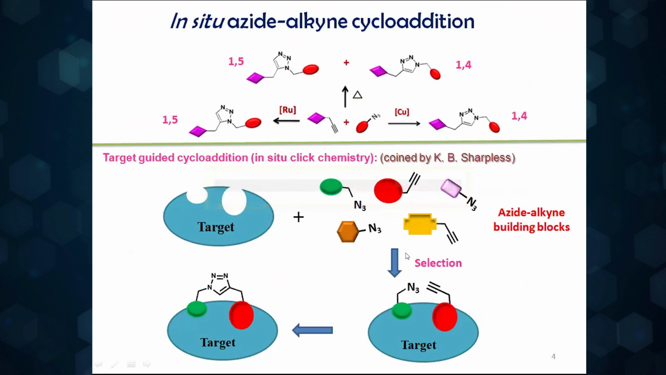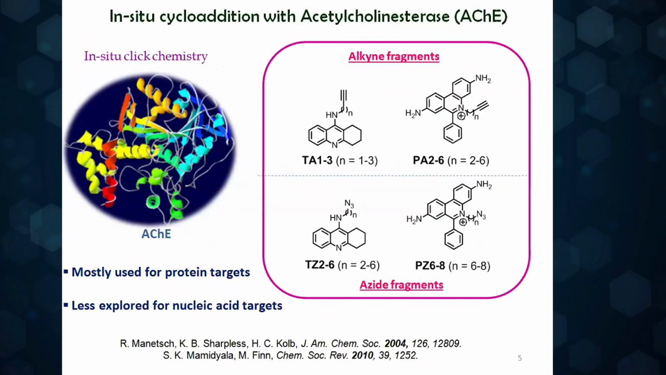So if we see, the cycloaddition between an alkyne and azide can provide both 1,4 and 1,5 triazole regioisomers. And under thermal conditions, metal-based catalysts have been developed to obtain either the 1,4 or 1,5 triazole regioisomers. But in this approach, the target selects these two fragments and promotes the cycloaddition in the absence of any metal-based catalyst.